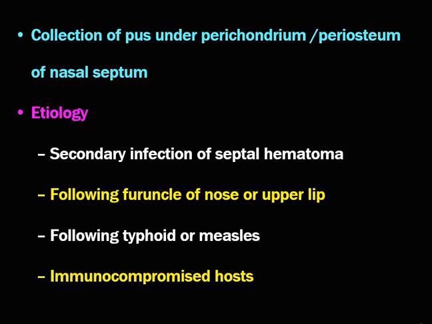Coming to the next topic, septal abscess is a collection of pus under the perichondrium or periosteum of the nasal septum. Etiology of septal abscess is secondary infection of septal hematoma. A long-lasting hematoma gets infected secondarily, following furuncle of the nose or upper lip. There might be abscess formation following typhoid or measles, or in an immunocompromised host.